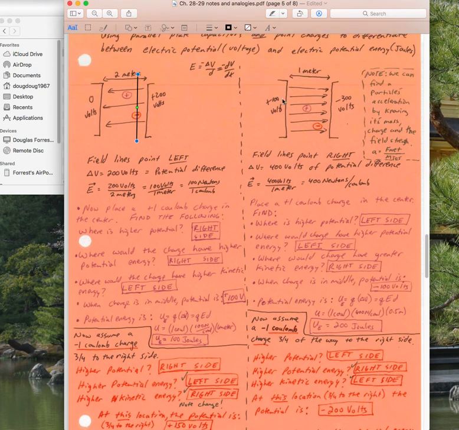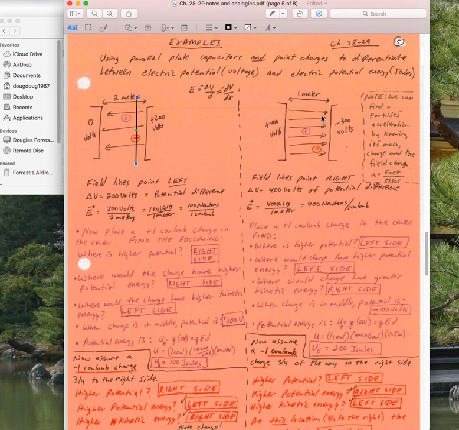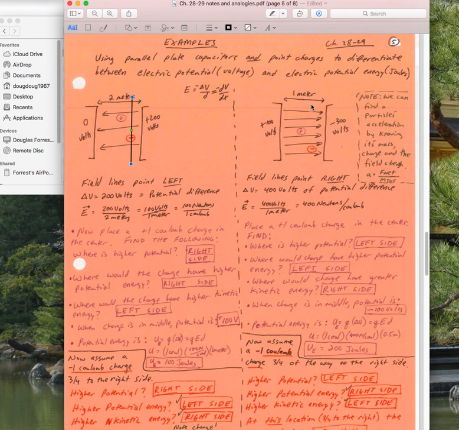So let's go over to this one now. So we have a bit different field strength here. This is plus 100 volts, negative 300 volts. There's 1 meter in between them.